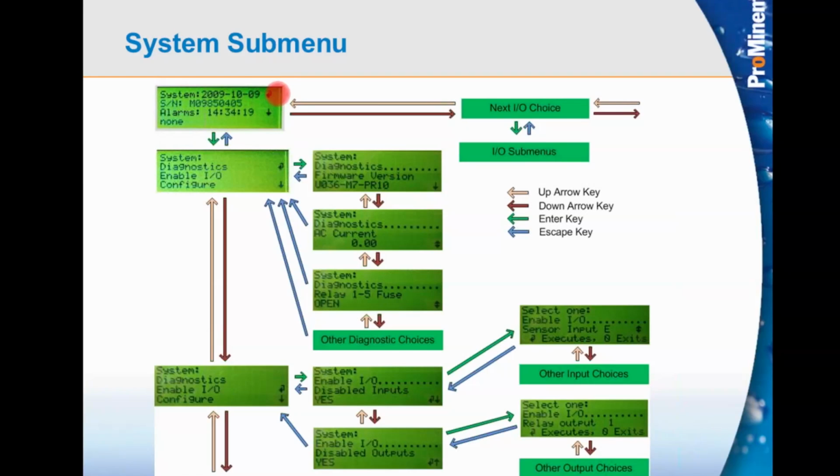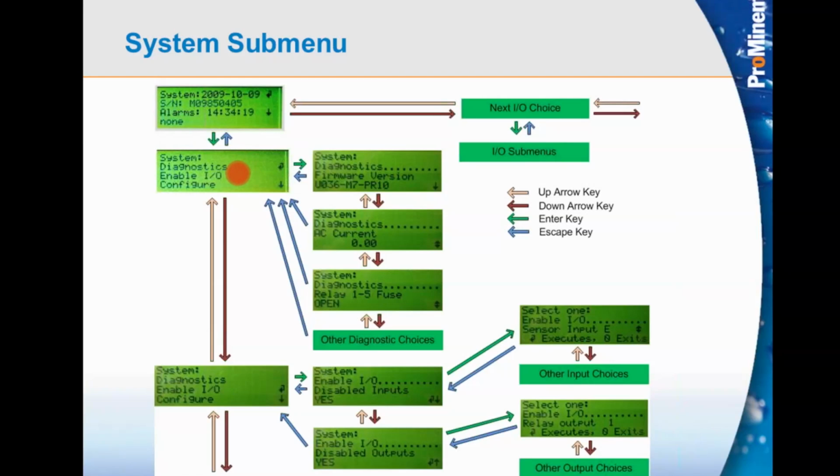Notice that we have a broken arrow, if you will, and a regular arrow. This broken arrow is what we call the cursor. It means that this is the line that you're currently on. If you press enter, you would go into the system menu, and the system menu looks like this. You have a choice of diagnostics, enabling I/O, configuring the system, and if you were to press the down arrow, you would have more choices.